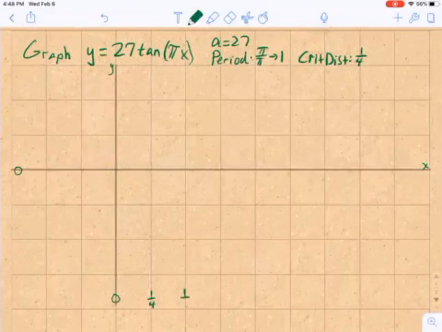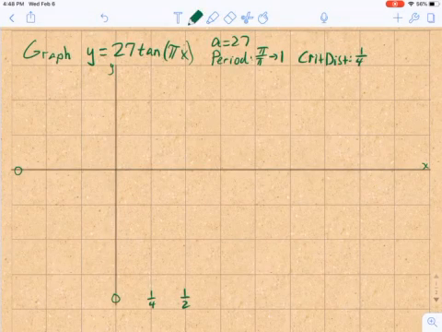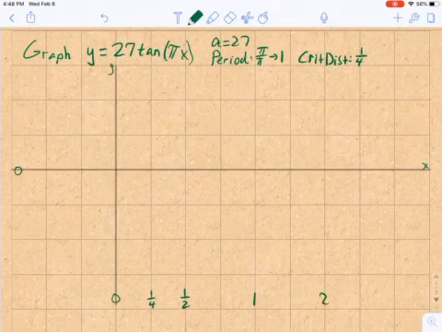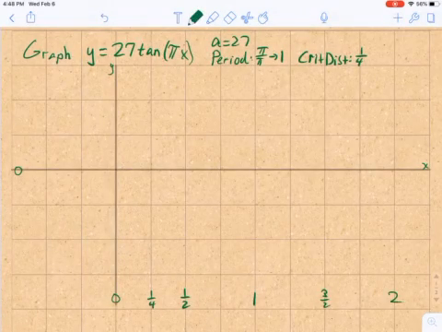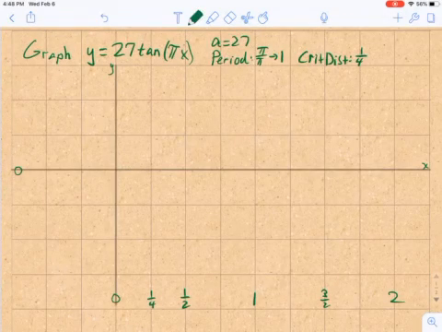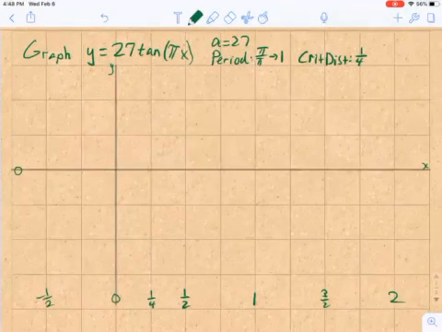So double 1/4 is a half. If you double a half, that's 1, oops, that's not right. This would be 1.5 or 3/2 and 2. So back this way, this would be negative 1/2.